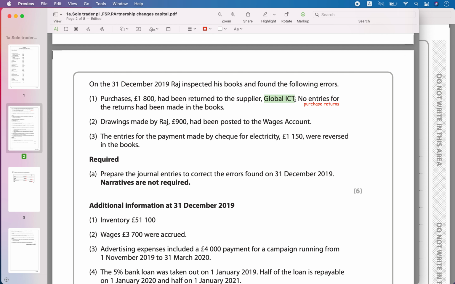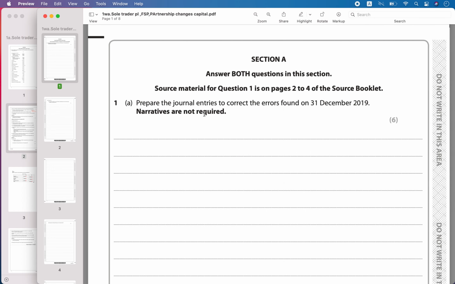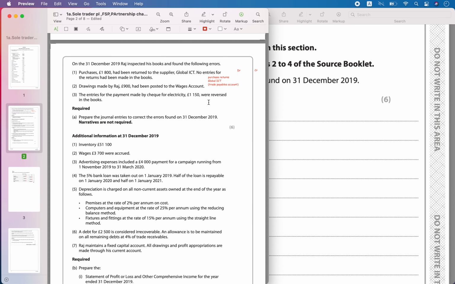So what are the two accounts that are going to be affected? It is the purchase returns and Global ICT account. Global ICT is going to be my trade payables account. These had not been recorded, so I'm going to make an entry in the correct places. The Global ICT trade payables account is a liability account, so any purchases are going to appear on the credit side, but purchase returns is going to appear on the debit side.